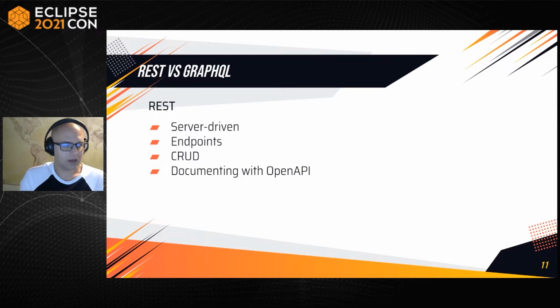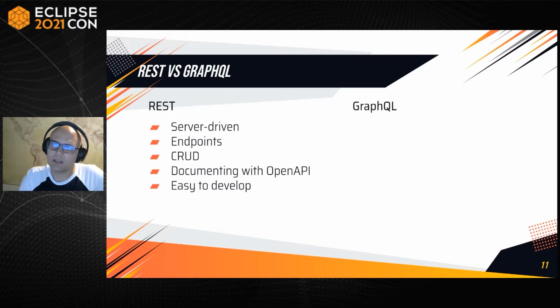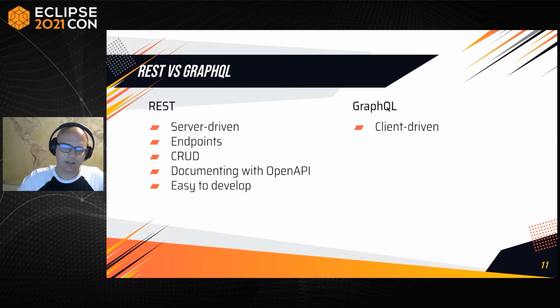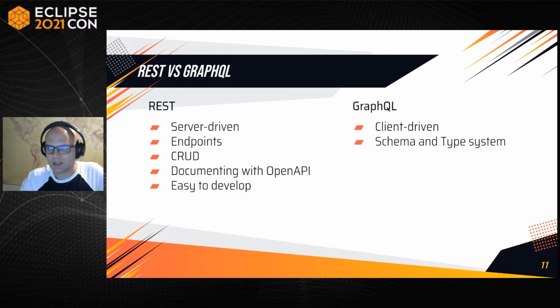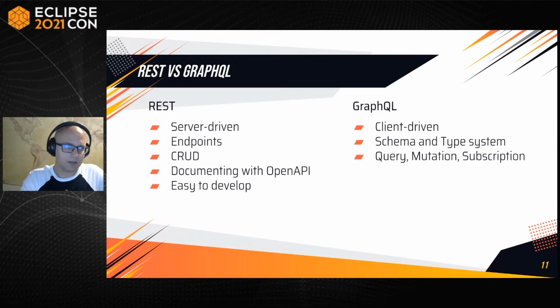It's undocumented by itself. So to document your endpoint, you have to add something like OpenAPI. And it's easy to develop. Comparing that to GraphQL, GraphQL is client-driven, meaning that the client can decide what it is that they want. It's structured around a schema and a type system. It has concepts like a query, which is like the read of CRUD, and a mutation, which is everything but the read. And then it also has subscriptions, which allows you to listen to events.